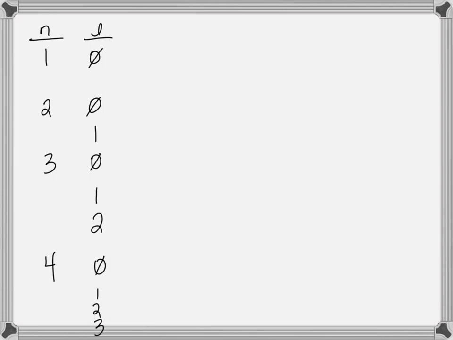Now, just to remind ourselves, if l is 0, that corresponds to an s orbital. If l is 1, that corresponds to a p orbital. If l is 2, that corresponds to a d orbital. And if l is 3, that corresponds to an f orbital.